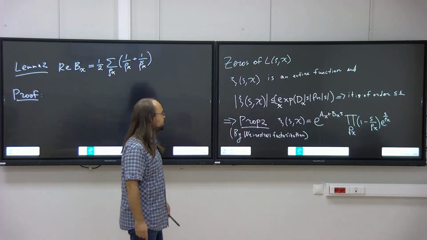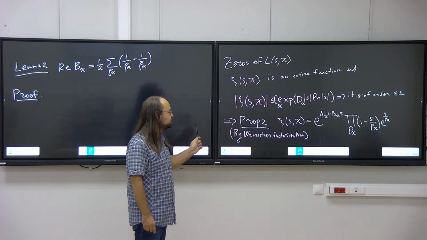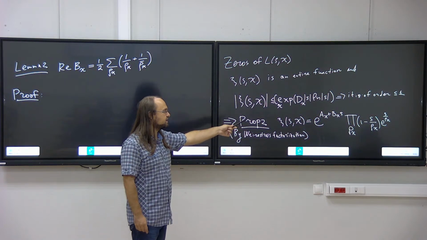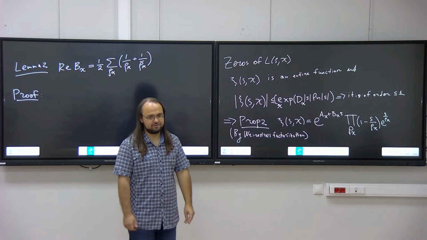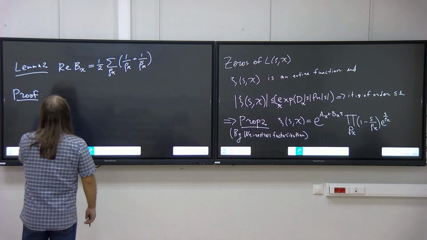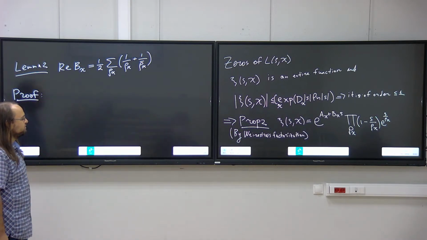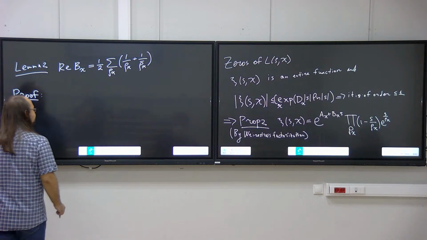So these constants here are only needed to assure that we have such a factorization. Nothing more, nothing less. Okay. So how do we prove such a formula? Well, this is kind of trivial.